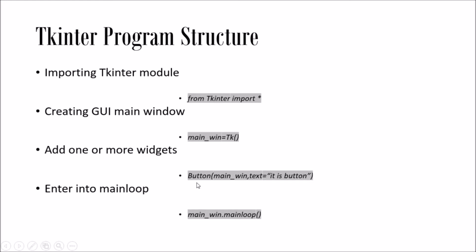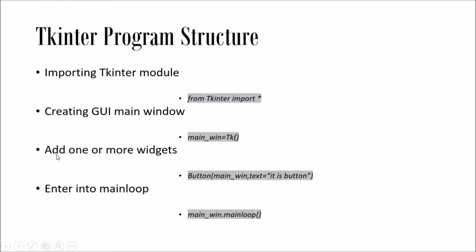Here is one widget, a button. You have to add it to the main window, because all the widgets are displayed on the main window. So you must refer to the main window in every widget. And then there are various options like text, background, height, width. You can use one or more options for those widgets.